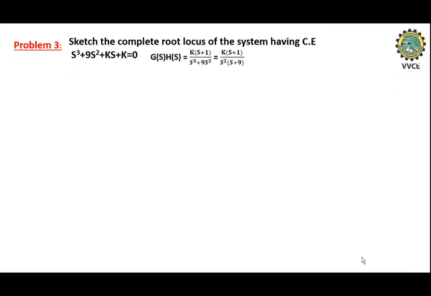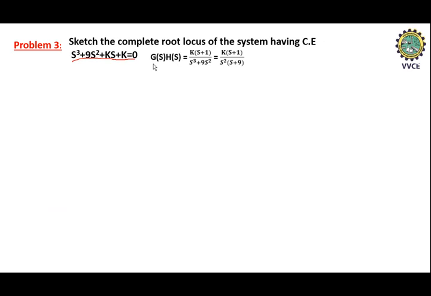Third problem is to sketch the complete root locus of the system having characteristic equation s cube plus 9s square plus ks plus k equal to 0. Here in this problem they are given the characteristic equation directly, not the open loop transfer function, but we need the open loop transfer function in order to find the roots.